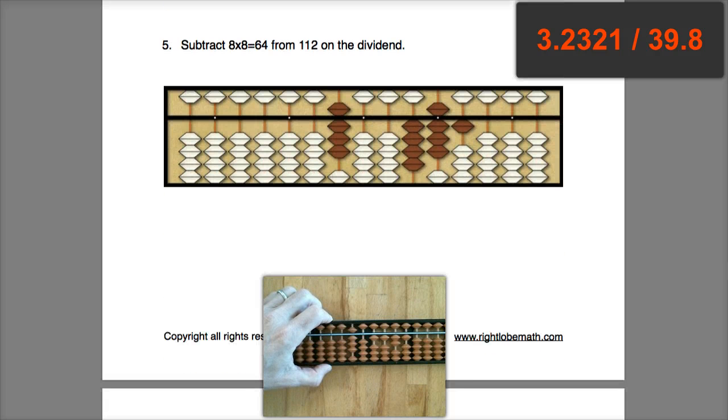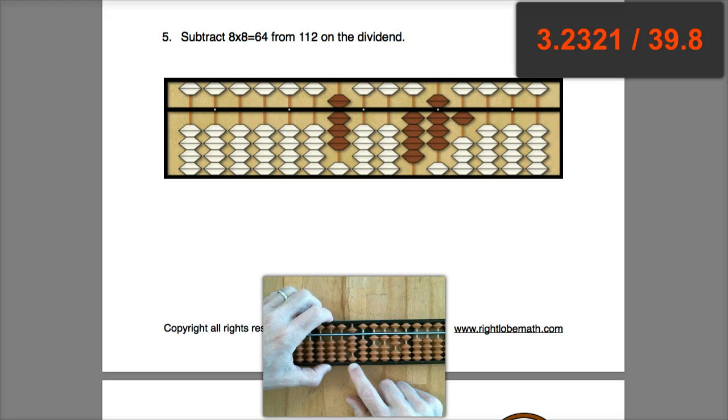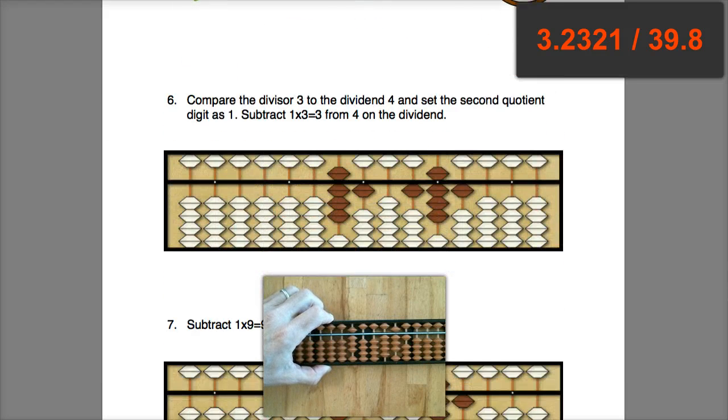Okay, continuing on, we'll do 8 times 8, which is 64, and subtract that from the 112 on the dividend. Okay, so to subtract the 64, we go like that. Okay, so far so good.